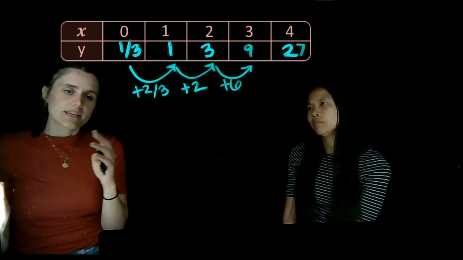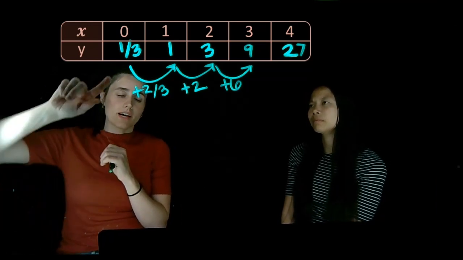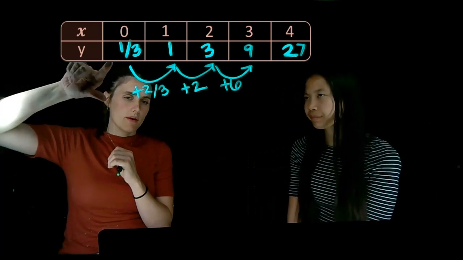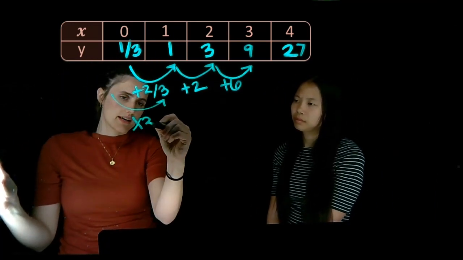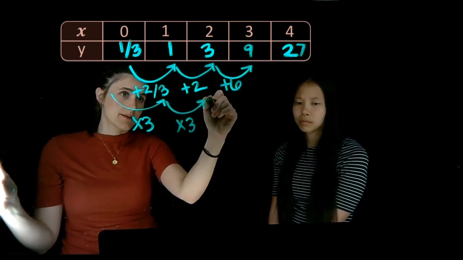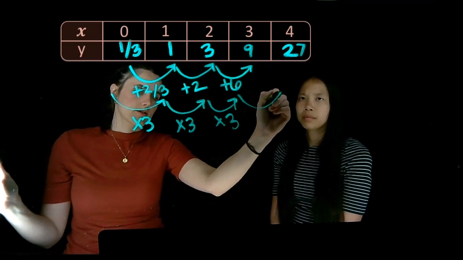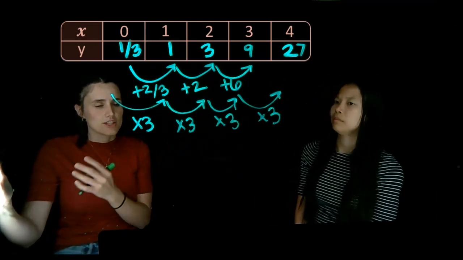Okay. So let's see if we can notice any other patterns in this table. Okay. So if we look at 1/3, what do we have to multiply 1/3 by to get 1? Well, if I multiply 1/3 by 3, I can get 1. And then if I multiply 1 times 3, I can get 3. And then 3 times 3 gives me 9. And then 9 times 3 gives me 27. So this growth is called exponential growth or a geometric pattern, right?